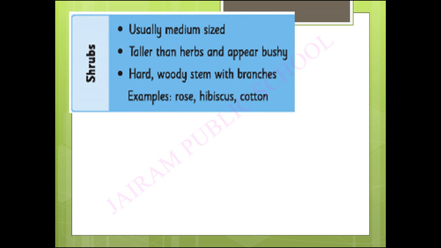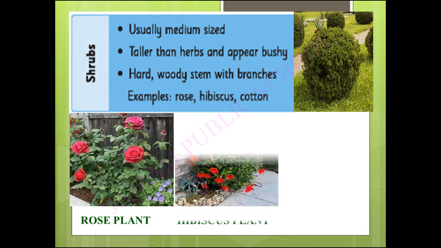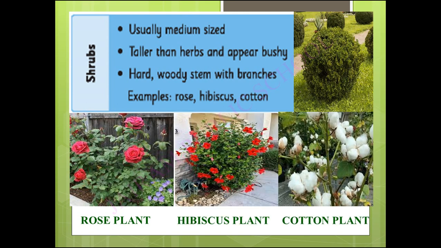Next, shrubs. Shrubs are usually medium sized. They are taller than herbs and appear bushy. They have a hard woody stem with branches. They cannot be broken easily. These shrubs can grow for many years. For example, rose plant, hibiscus plant and cotton plant. So these are the examples of shrubs.